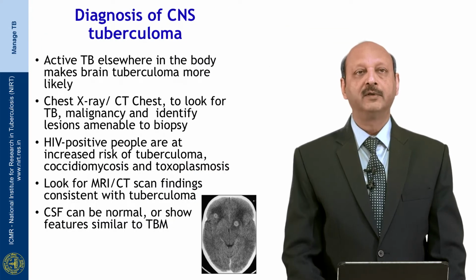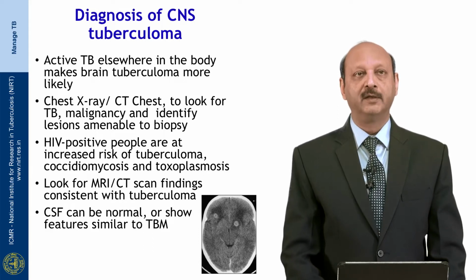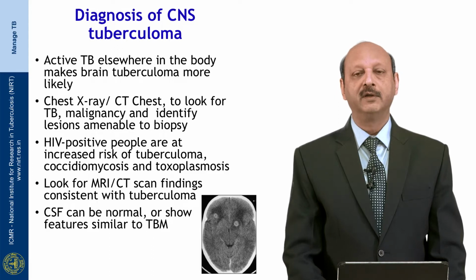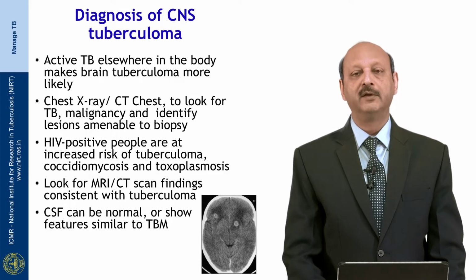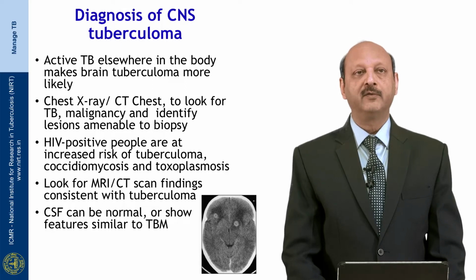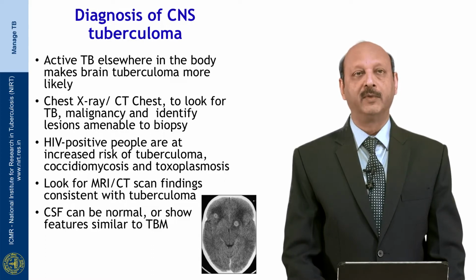For CNS tuberculomas, active tuberculosis elsewhere in the body makes brain tuberculomas more likely. Chest X-ray and CT scan of the chest should be done. They can help in looking for TB elsewhere. They can also help in looking for malignancy and other lesions which are amenable to biopsy. HIV positive patients are at increased risk of tuberculomas, coccidioidomycosis and toxoplasmosis, and their CT findings sometimes get confused with each other. Then we should look for MRI or CT scan findings which are consistent with tuberculosis, and we need to remember that CSF can be normal or show features similar to tubercular meningitis.